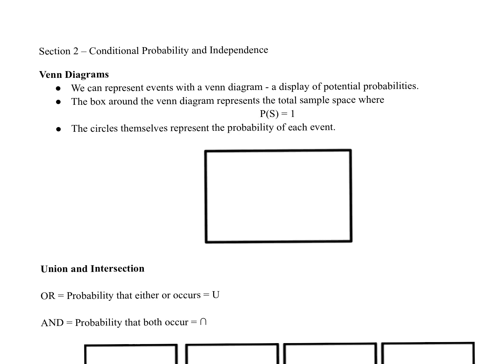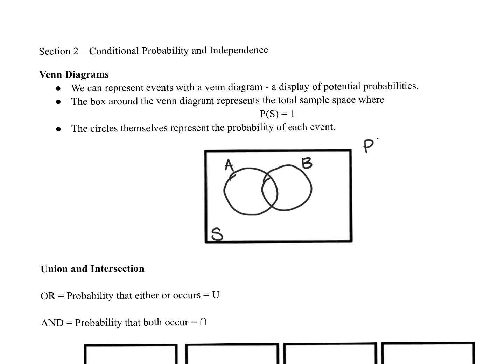So the box around the Venn diagram represents the total sample space, where that probability is 1. The circles themselves represent the probability of each event. So for example, if I have two events, A and B, I have my sample space S, and then I have my event A and my event B.